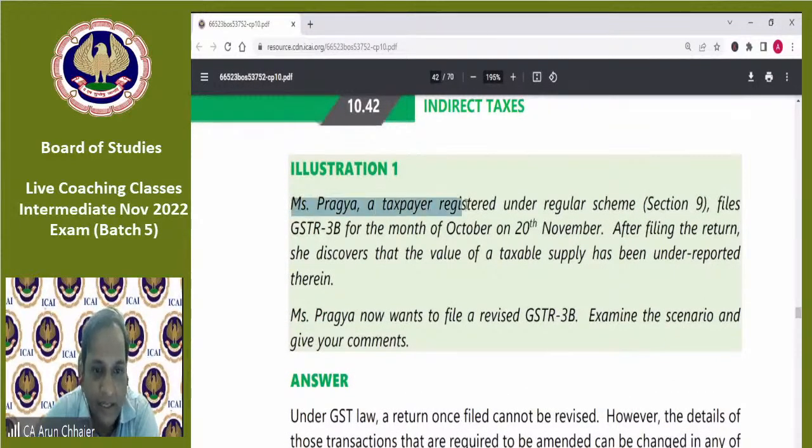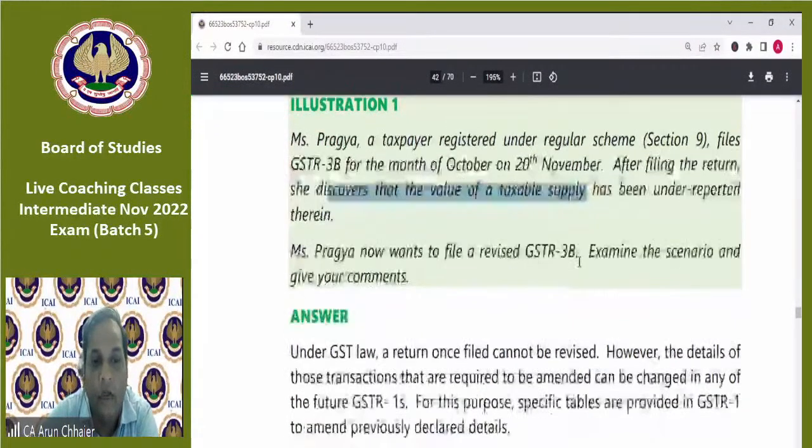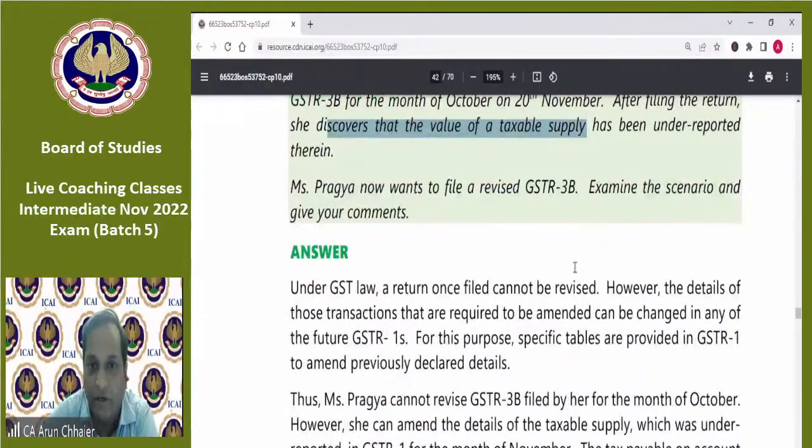Miss Pragya, a taxpayer registered under the regular scheme, filed GSTR 3B for the month of October on 20th of November. After filing the return, she discovered that the value of the taxable supply has been underreported. Now she wants to file the revised 3B. Examine the scenario and give your comment.